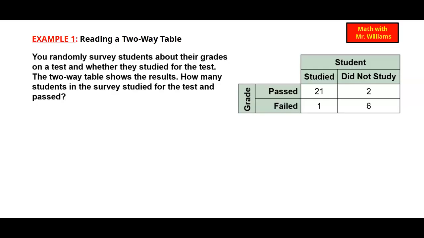Math with Mr. Williams. Example 1. Reading a two-way table. You randomly survey students about their grades on a test and whether they studied for the test. The two-way table shows the results. How many students in the survey studied for the test and passed?